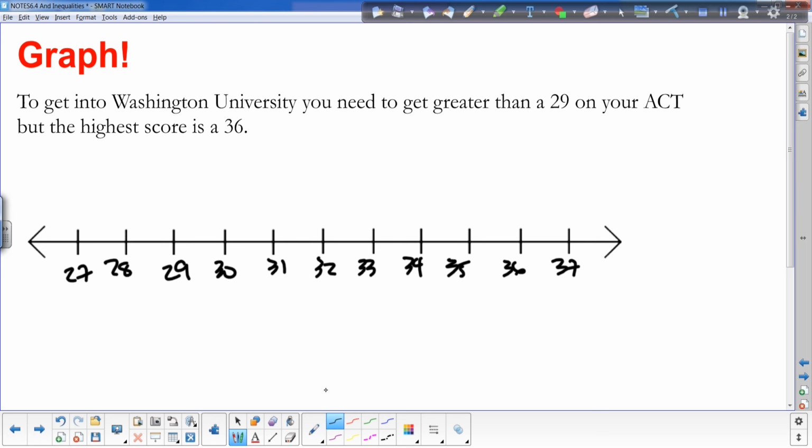We know we need to be bigger than a 29, so we don't want to include 29, so we put an open circle around the 29. But we can score a 36, so we're going to fill it in, and then we connect it. So again, the way we would write this is we would say our ACT score, call it X, has to be between 29 and 36.